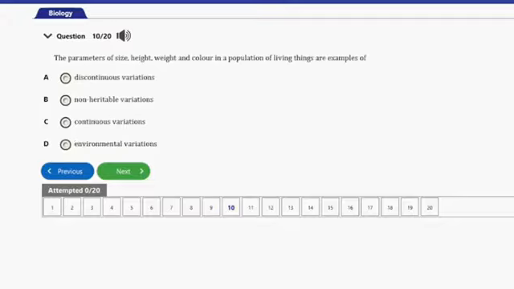It says, the parameters of size, height, weight, and color in a population of living things are examples of A, discontinuous variation, B, non-heritable variations, C, continuous variation, and D, environmental variations. So guys, size, height, weight, and color in the population are continuous variation.